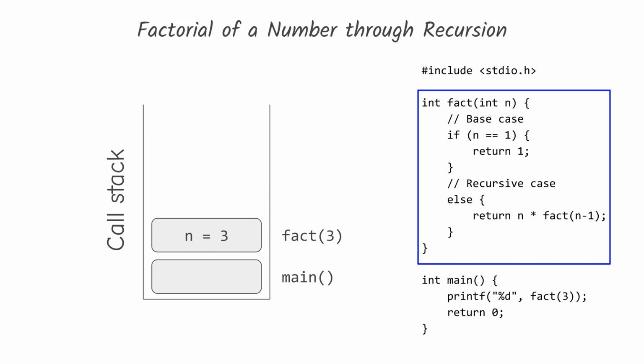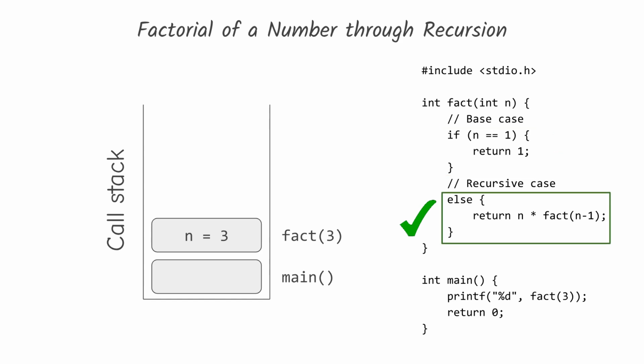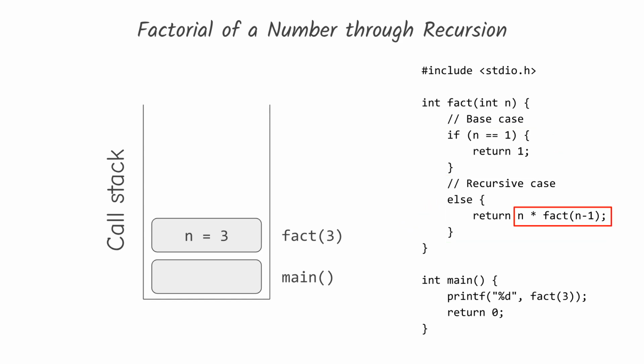As n equals 3, the base case condition is not satisfied. Therefore, the recursive case will be executed. In the recursive case, n is multiplied to fact(n-1). But we don't know the value of fact(n-1) yet. Therefore, we need to resolve fact(n-1) first before evaluating the entire expression. So, let's call fact(n-1), which is equal to fact(2).